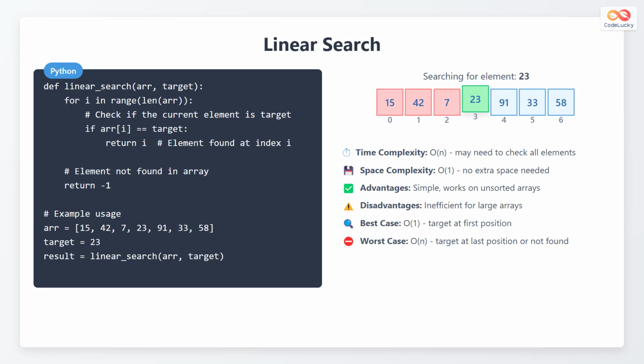For the example array which contains 15, 42, 7, 23, 91, 33, 58, if we are searching for the element 23, the algorithm checks 15, 42, 7, and then finds 23 at index 3. Time complexity is O(n), as we may need to check all elements. Space complexity is O(1), as no extra space is needed. Advantages of linear search include simplicity and applicability to unsorted arrays. Disadvantages include inefficiency for large arrays. The best case is O(1) when the target is at the first position, and the worst case is O(n) when the target is at the last position or not found.